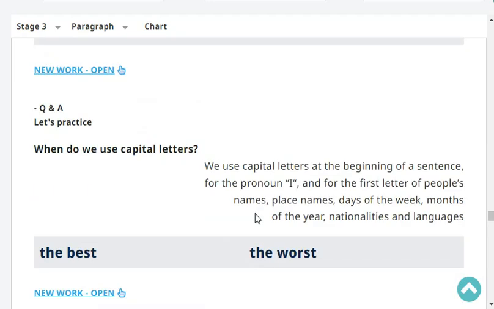When do we use capital letters? We use capital letters at the beginning of a sentence, for the pronoun I, and for the first letter of people's names, place names, days of the week, months of the year, nationalities, and languages. Very good again.